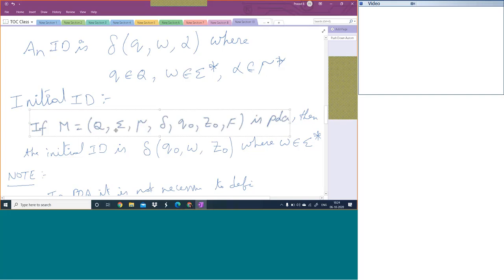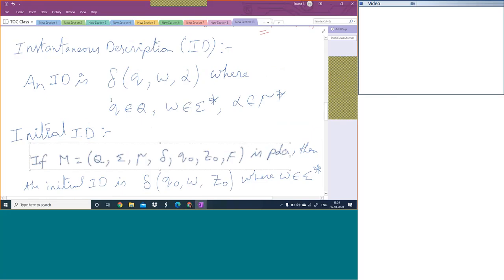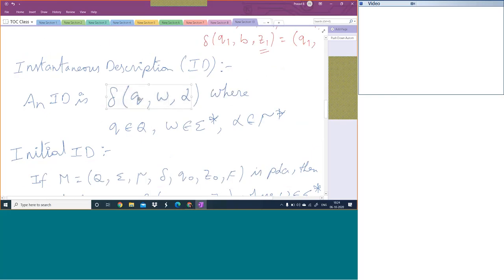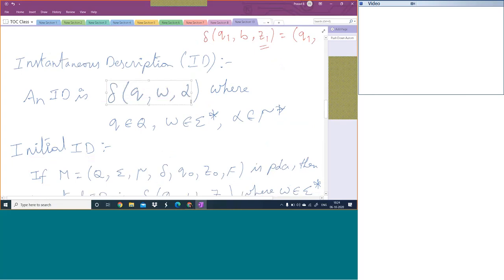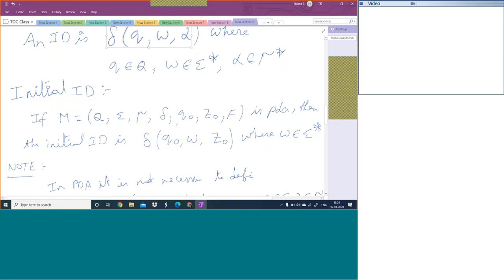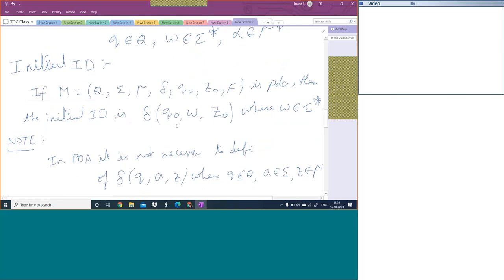From this structure, if M is a PDA, then the initial ID is, actually, what is the ID? This is the ID: Q, the state, the input string W, and alpha, the stack symbols from top to bottom. So if this is a PDA, then what is the initial ID? Whenever the machine starts, there will be only one symbol in the stack.